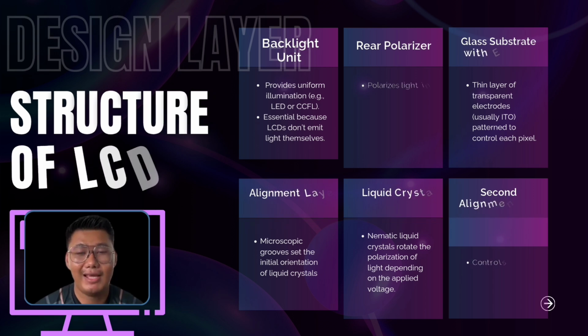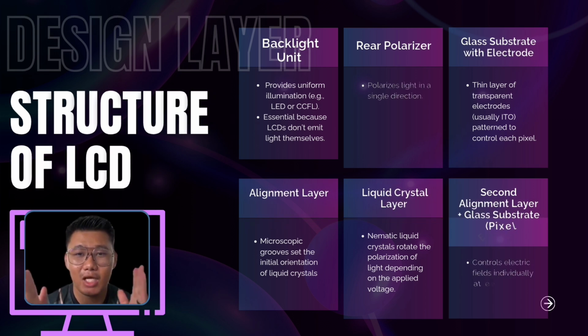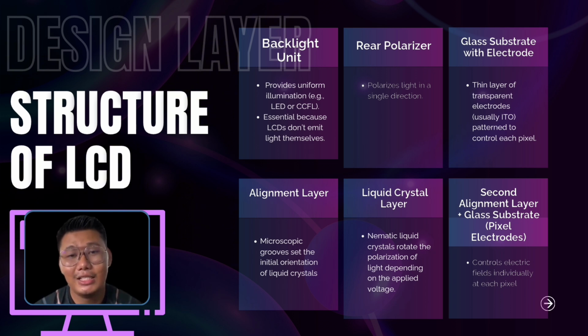So, the structure of the LCD. An LCD is made of several thin layers. First, the backlight unit provides the necessary illumination, since liquid crystals can't emit light. Next, the rear polarizer aligns the light in one direction. The light then passes through a glass substrate with a transparent electrode and an alignment layer that surrounds the liquid crystal. At the center, the liquid crystal layer twists light depending on the voltage.